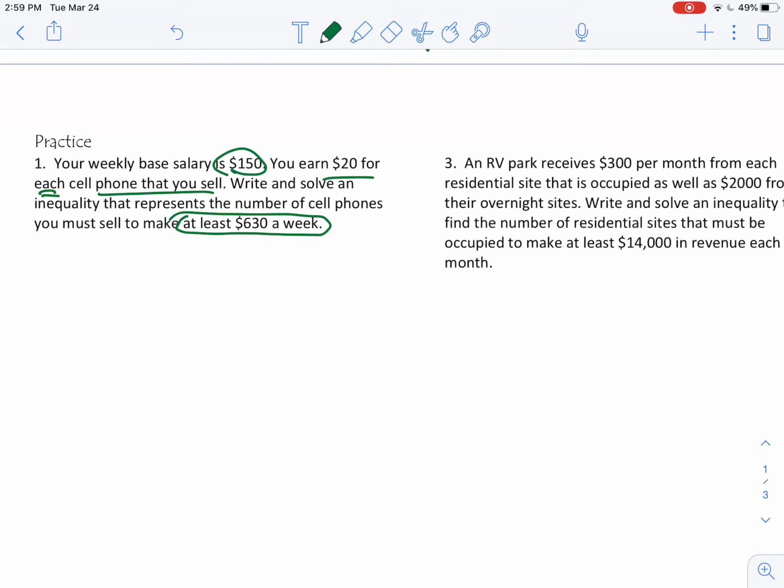So, as always, we start with what are they asking? They want to know the number of cell phones that we must sell. So, we choose a variable. I'm going to choose C, and C is going to be the number of cell phones that we're going to sell. So, everybody defines their variable.